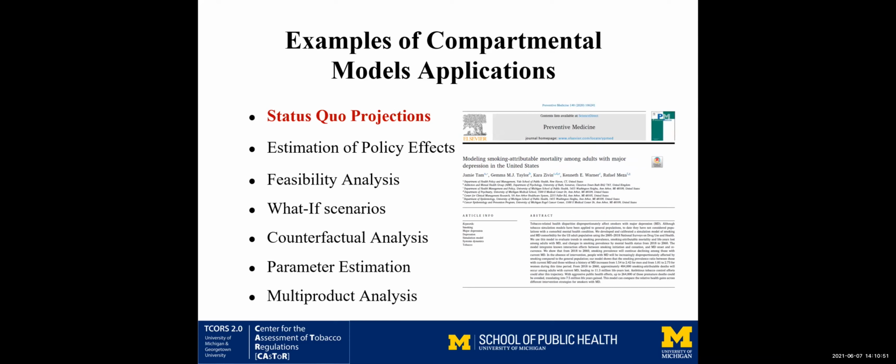It's just I'm putting that for illustration. This one was published in the Journal of Preventive Medicine by Jamie Tam, working with a model to predict mortality among adults with major depression, and makes projections of a status quo: if the thing continues, what's going to happen, what's the trend, and what would those quantities be in the future.